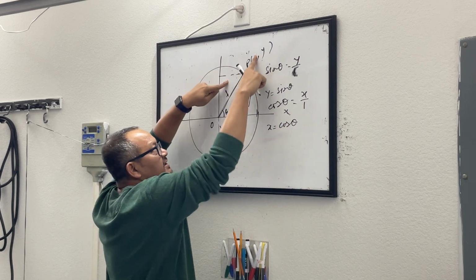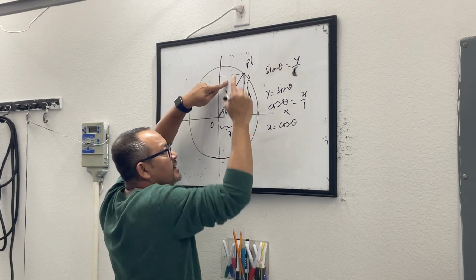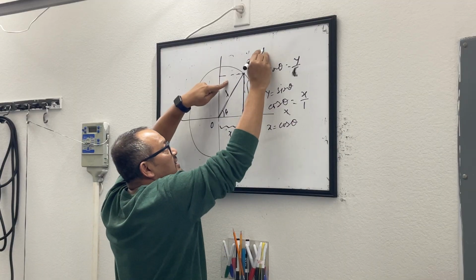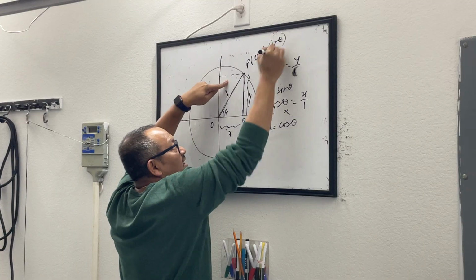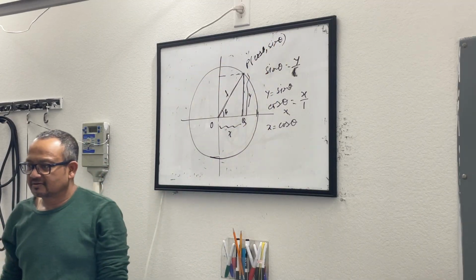So you will replace this x and y, x with cos of theta, y with sine of theta. This is exactly what unit circle trigonometry is all about.